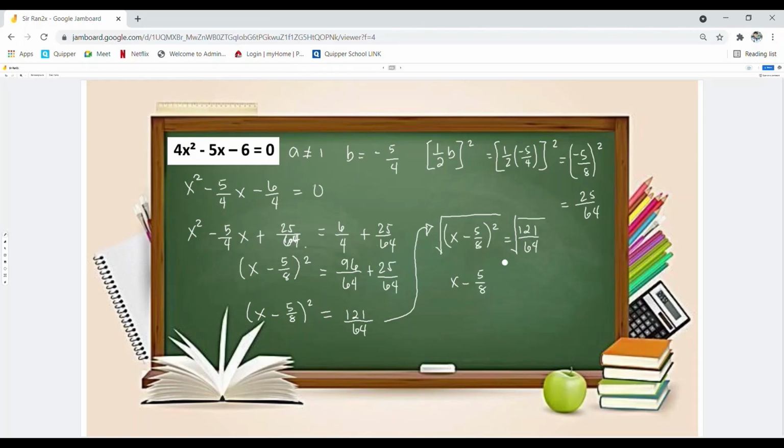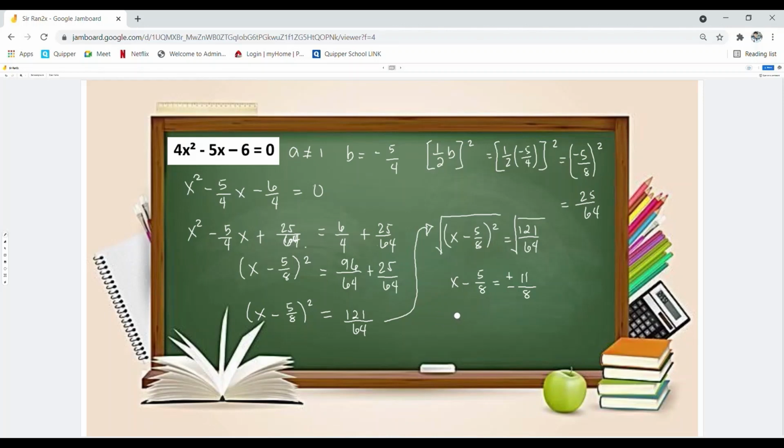It's already x minus 5/8, because we extract the square root of the quantity x minus 5/8 squared. And then you will have here positive and negative. The square root of 121 is 11 and the square root of 64 is 8. So that's the square root of 121 over 64. Now you can transpose negative 5/8 to the other side to isolate x.